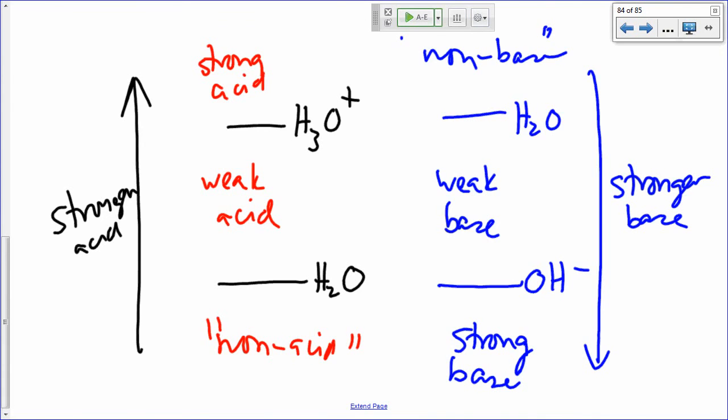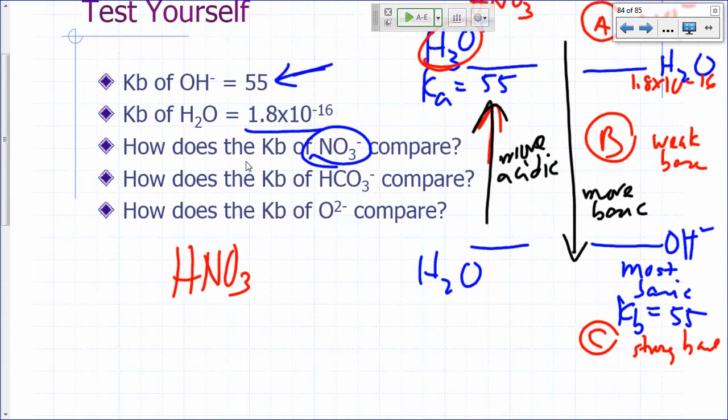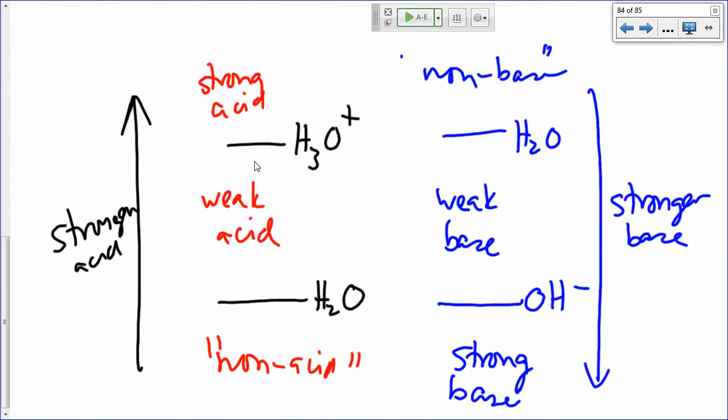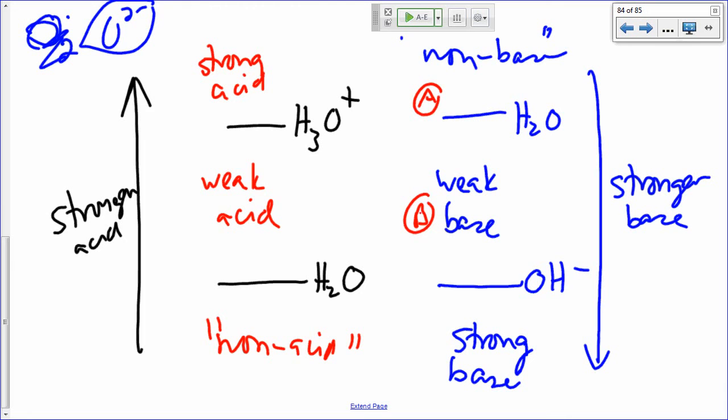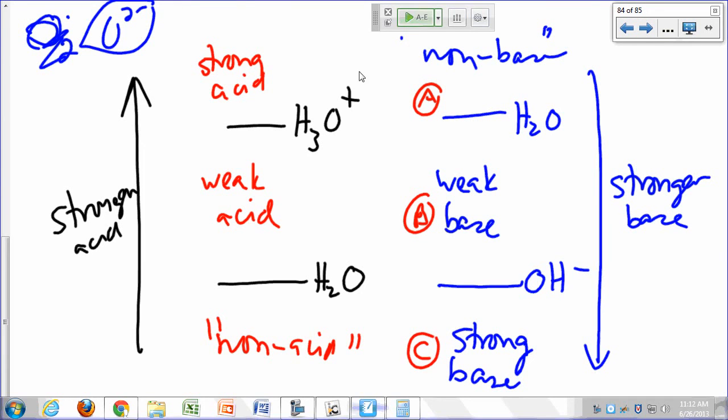So where would oxide fall in this scale? Oxide. Oxygen with 2 negative. Where would you find that? Are you going to find that in A, B, or C? Where would you find oxide on this scale?